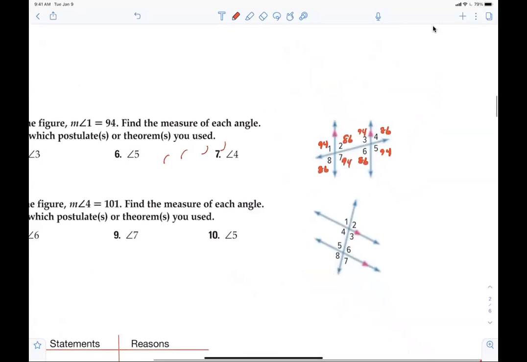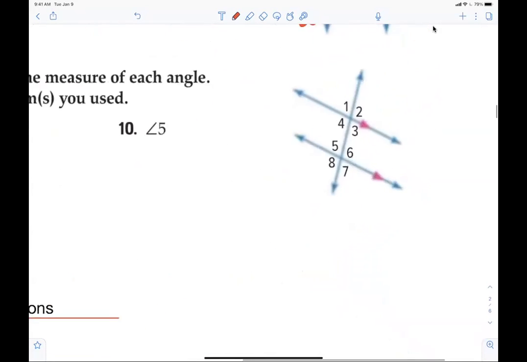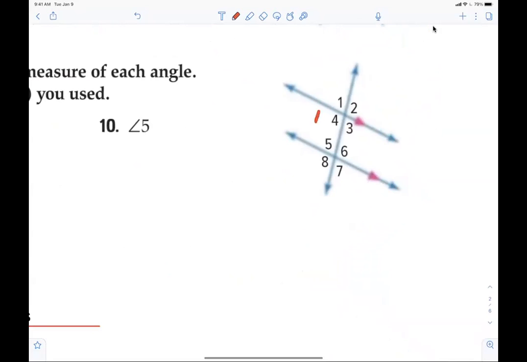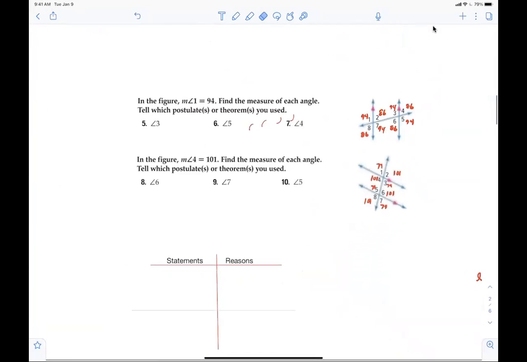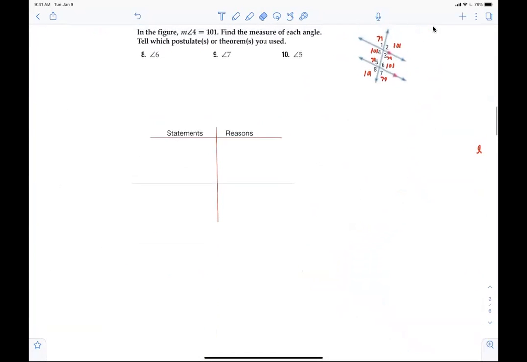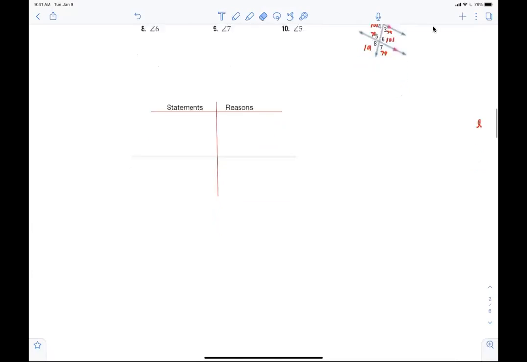All right, so let's look over here. Measure of angle 4 is 101. So I'm coming over here, 101. So what's angle 2, guys? 101. What's angle 8? What's angle 6? What's angle 5? Everything else is what? That's easy. All right, I'm good with that. I don't know why I put that there. Maybe I was thinking I was going to prove something.